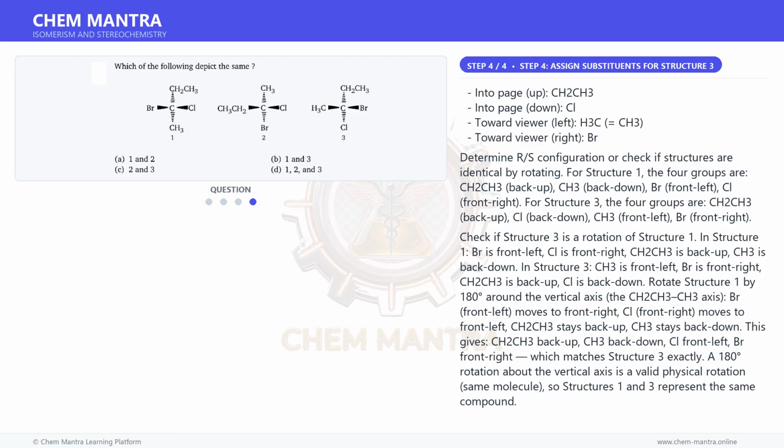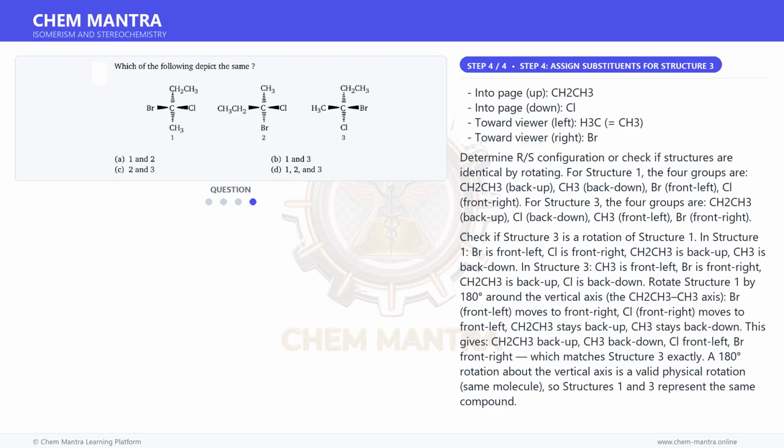Rotate structure 1 by 180 degrees around the vertical axis, the CH2CH3, CH3 axis. Br, front left, moves to front right, Cl, front right, moves to front left, CH2CH3 stays back up, CH3 stays back down. This gives CH2CH3 back up, CH3 back down, Cl front left, Br front right, which matches structure 3 exactly. A 180 degrees rotation about the vertical axis is a valid physical rotation, same molecule, so structures 1 and 3 represent the same compound.